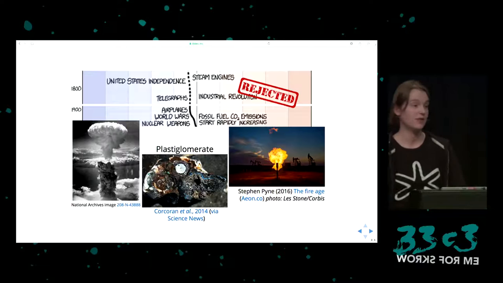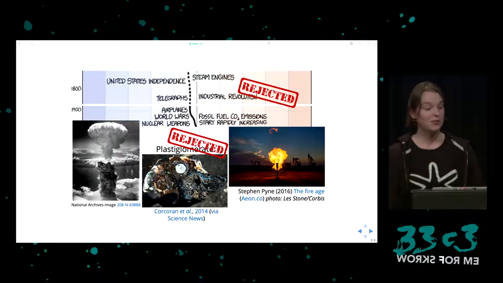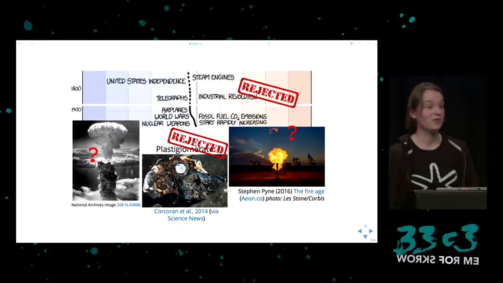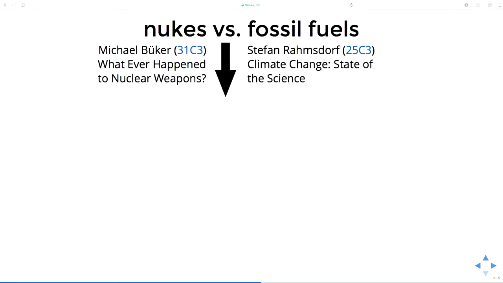So now we have a showdown. The plastic part was also rejected, although quite an interesting stratigraphic evidence in my opinion. And now we basically have a little showdown between the nuclear weapons here and the fossil fuel emissions. But before we resolve this showdown, I'm a bit lucky that both of these topics have been featured at this conference before. So I encourage you to rewatch these talks in January, as early as possible, before you have a big tsunami of all of these talks here.